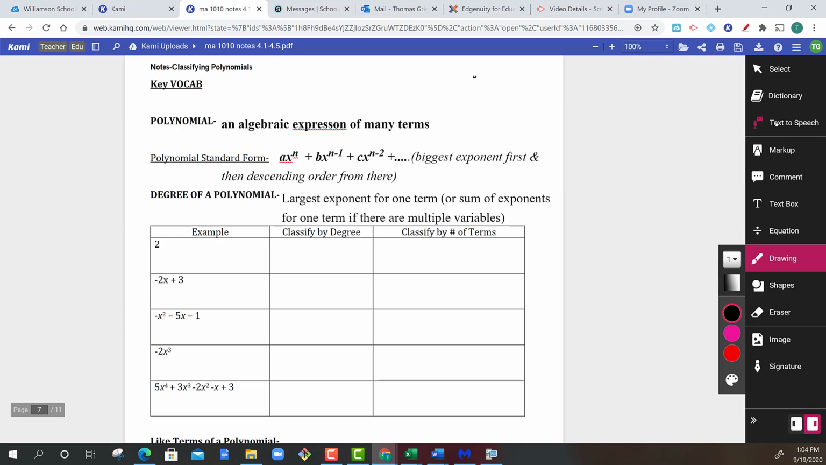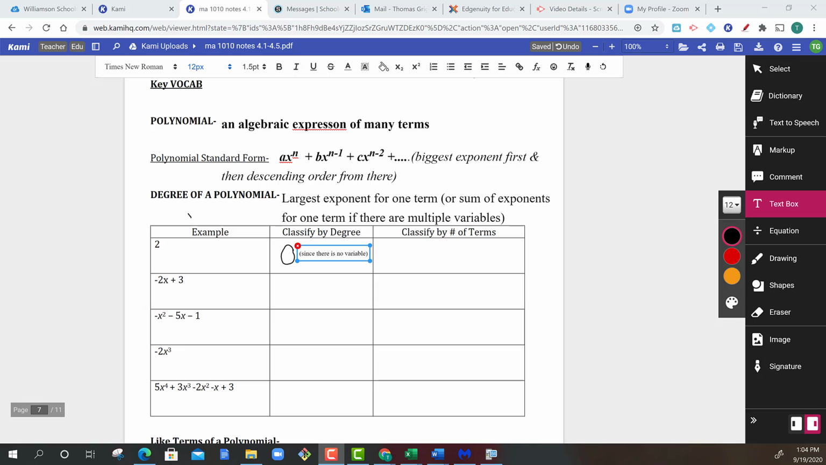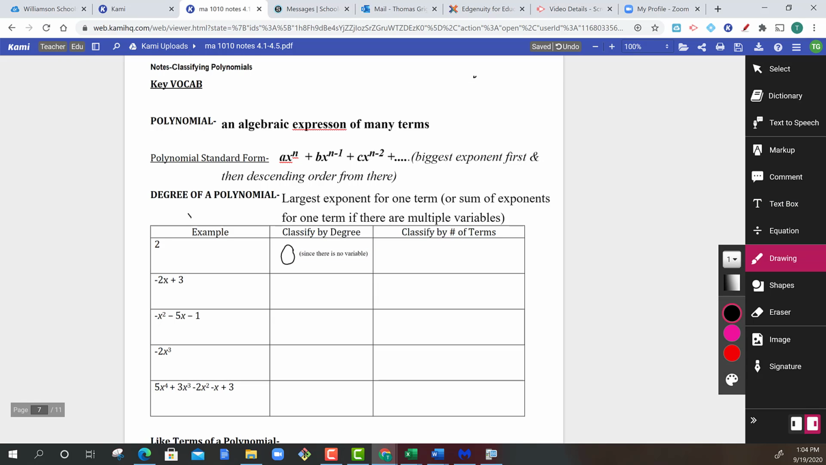So let's go through this table and classify each of these polynomials by degree and by number of terms. So the first example is just the number 2, and the number 2 has a degree of 0. And it's 0 because there is no variable in that particular polynomial. So the degree only comes when there's an exponent that goes with the variable. The number 2 has a single term, has one term. So to classify something that has one term, we classify it as a monomial. So just some vocab here.